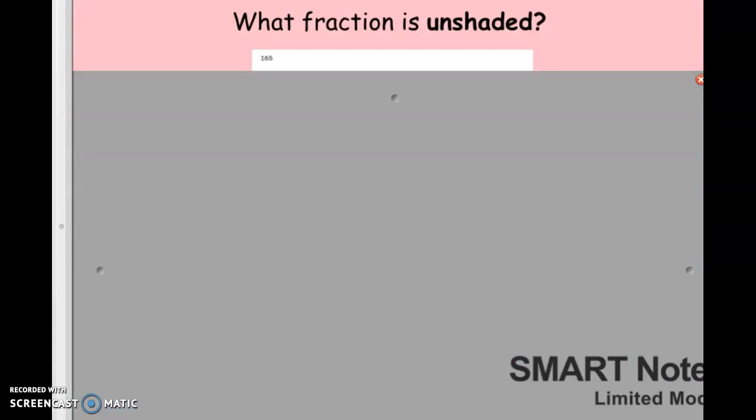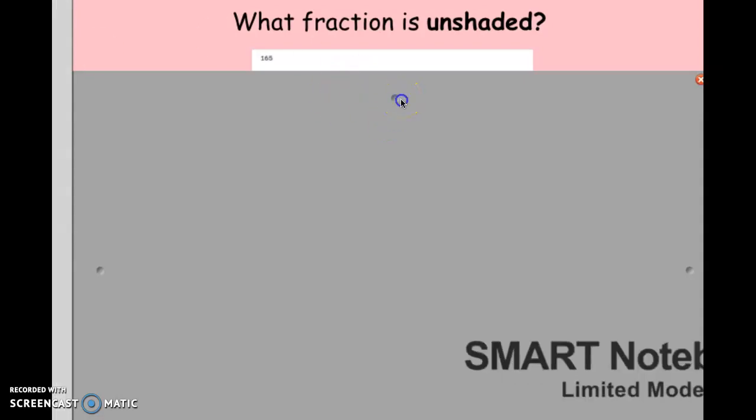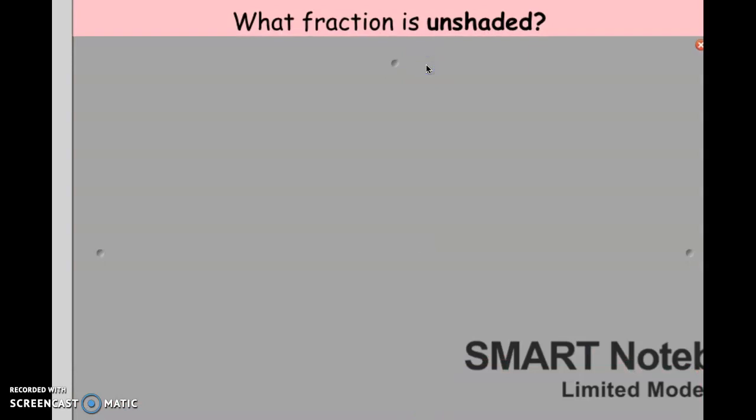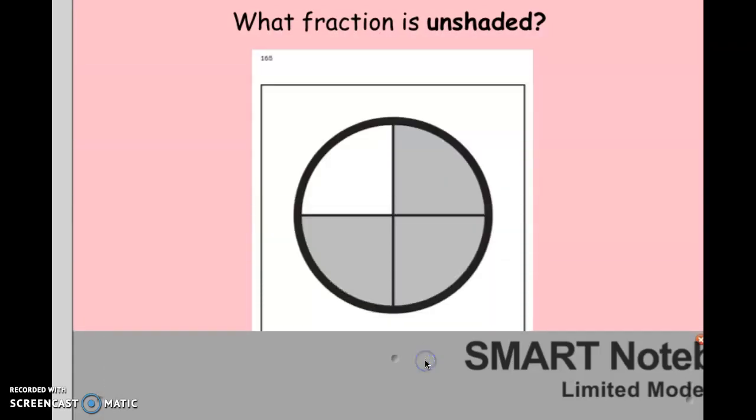What fraction is unshaded? Ready? 1, 2, 3. Quick look. What fraction is unshaded? You might have noticed 1/4 is unshaded. There are 4 parts in the whole, one of which is not shaded in gray. You might have also noticed that 3 are shaded and 1 is not. These are the different ways that you might have answered the question.